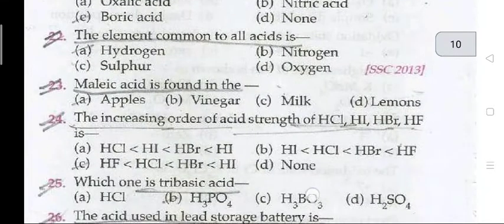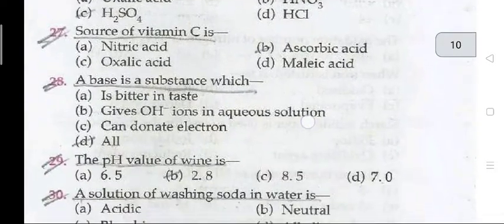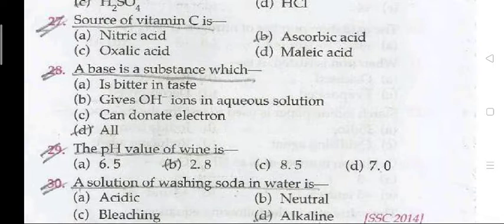Malic acid is found in apples. Question number 24. The increasing order of acid strength of HCl, HI, HBr, HF is HF, HCl, HBr and HI. Which one is the tribasic acid? H3PO4. The acid used in a lead storage battery is H2SO4. Question 27. Source of vitamin C is ascorbic acid.